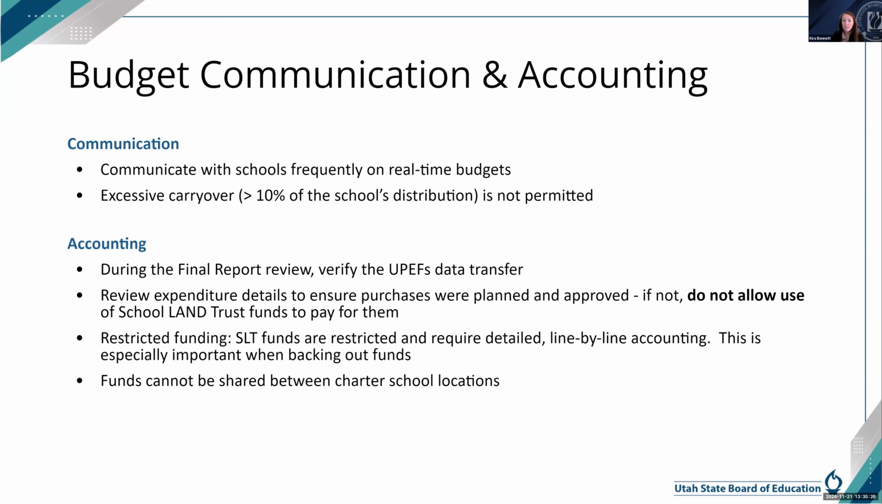The next one is the expenditure scrutiny, which we kind of just went over. Just make sure that every purchase was planned and approved and aligns with the program's guidelines. If it meets those criteria, they are good to go. If it doesn't, maybe you have a pre-approval process in place. Just don't let school land trust funds be used to cover it. It's really better to catch those preemptively than by the time you get to the final report.